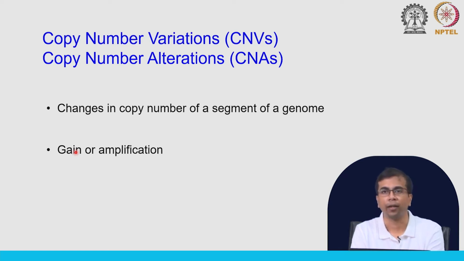You can have an increase by more. It is not just 1 to 2, it can be 1 to 3 or 1 to 4. Or you can have loss or deletion. Maybe the gene copy or a region of a genome can be lost. Here we see a decrease in gene copy number. So, how do you identify this and how do they look?